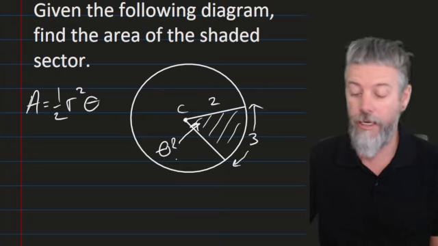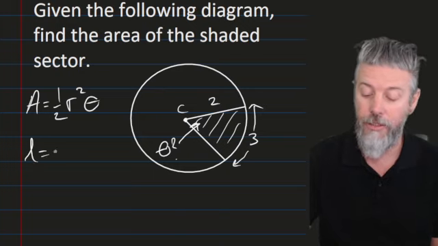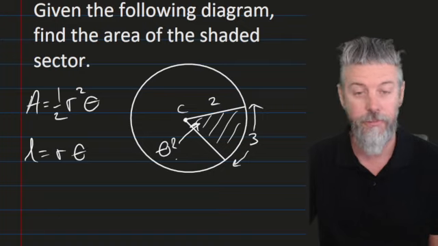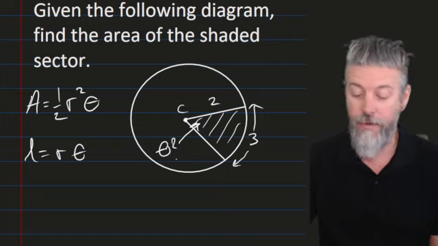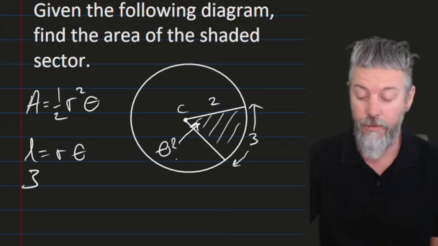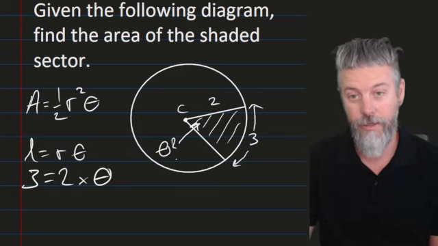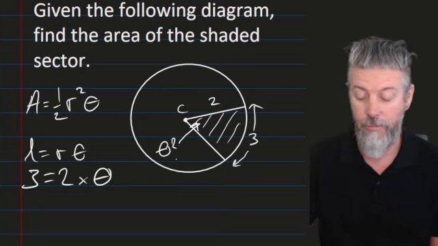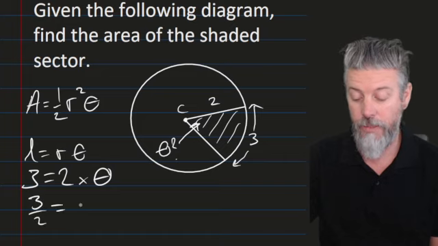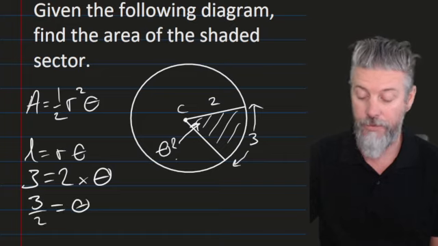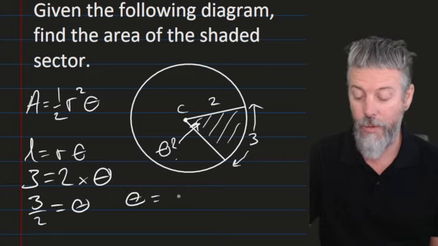So we can work that out from our L equals r theta equation. Because in this one, we have an L, an arc length, and we have a radius of 2. And so we can find theta. So 3 divided by 2 equals theta, and therefore theta equals 1.5.